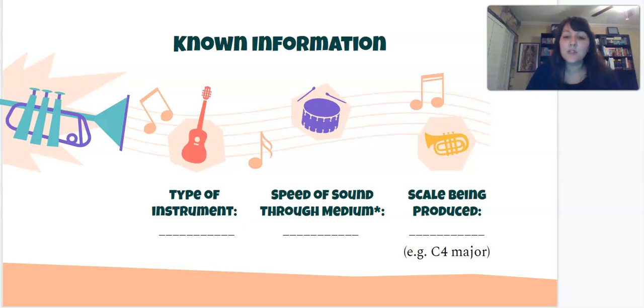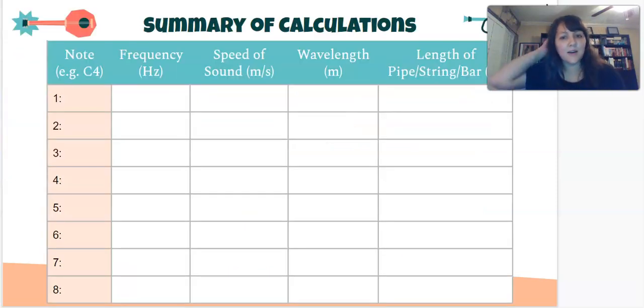Okay, and then for the scale being produced, you may want to refer back to the entry doc for a little bit of information about some of the different octave notations, the fact that you're probably going to go with a C major scale, etc. But yeah, we're just looking for something like C4 major or say A3 harmonic minor or whatever. Okay, cool.